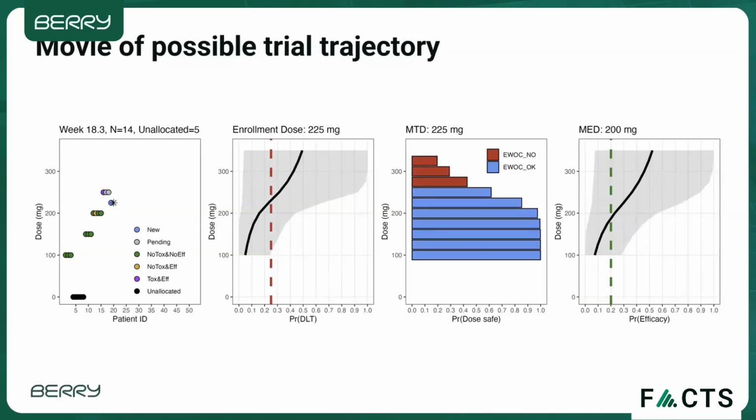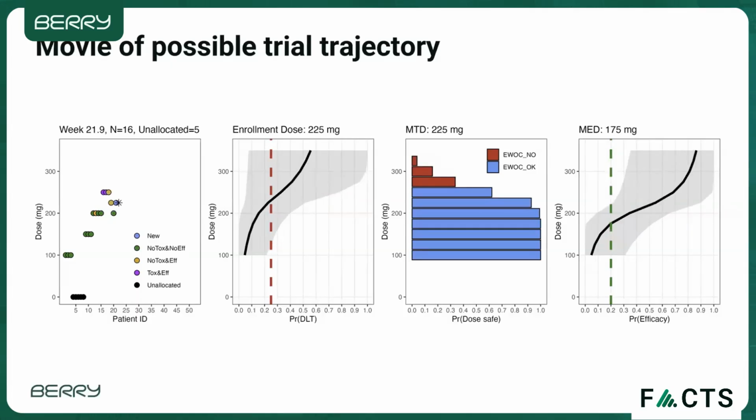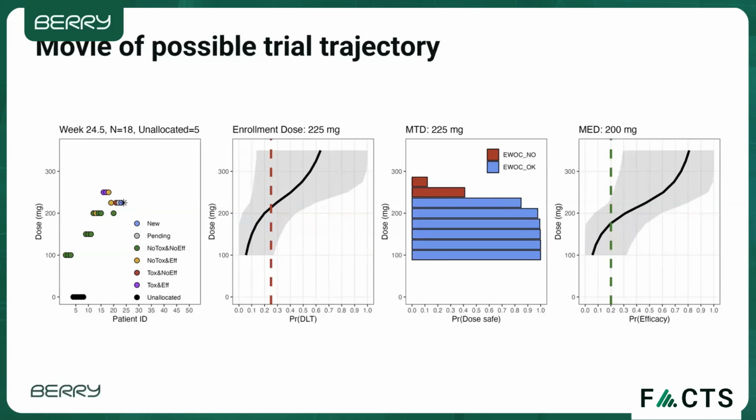There we see the first toxicity. So the model immediately makes us de-escalate again, a second toxicity. So we're back down to 200 milligrams. Then a couple of other patients don't have a toxicity. So the model now thinks 225 milligrams might be the MTD. More patients there, another patient with a toxicity on 225 milligrams, but still the model thinks that's the current MTD.